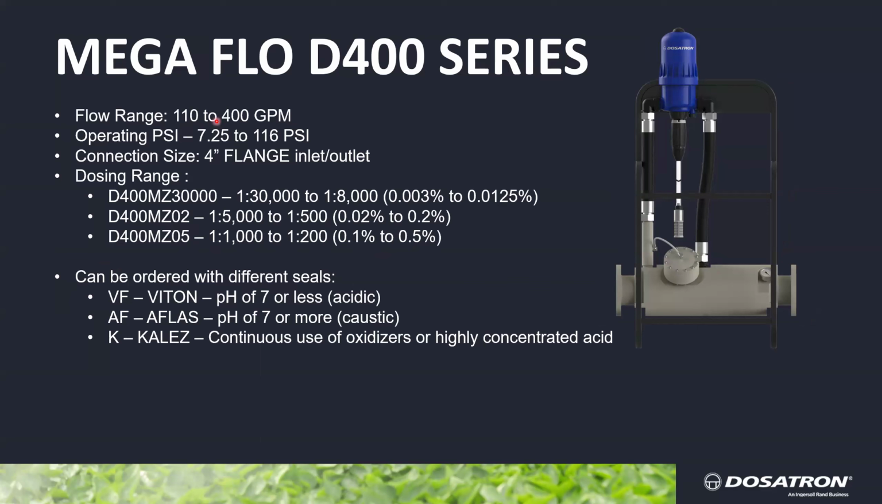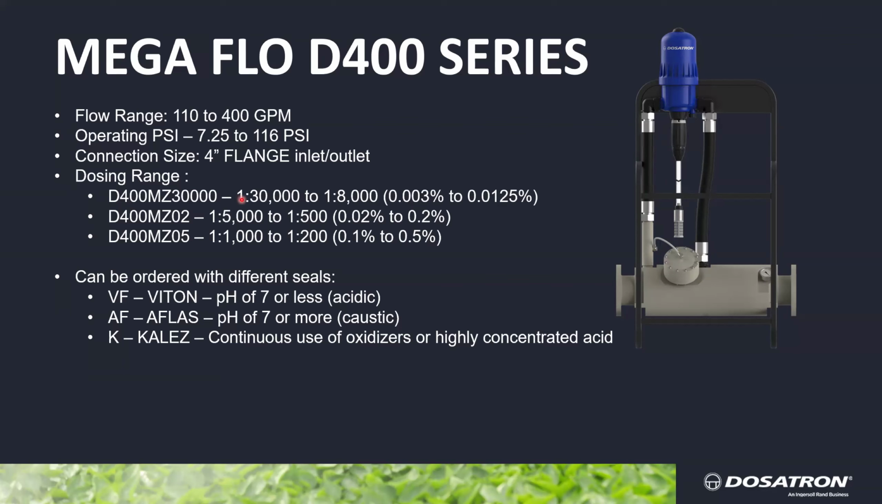Finally, we have our highest flow rate injector in the MegaFlow series here, and that is the D400, which gives us a flow range of 110 to 400 gallons per minute. Operating PSI 7.25 to 116. It has 4-inch flange inlet outlet connections. And then we also have 3 different dosing ranges.